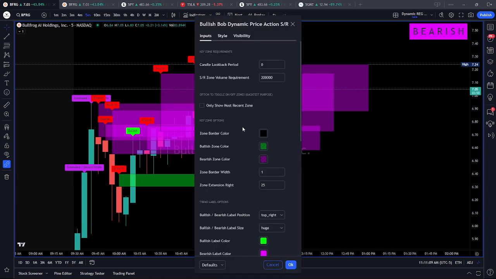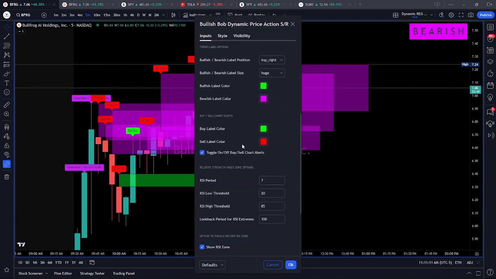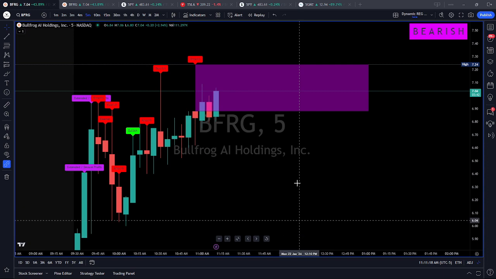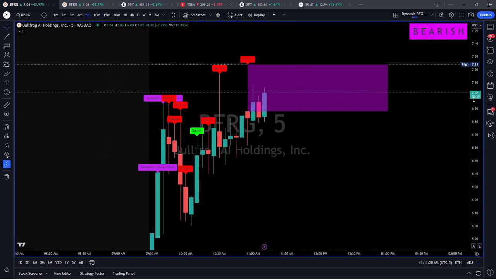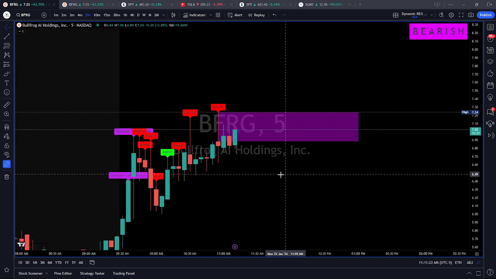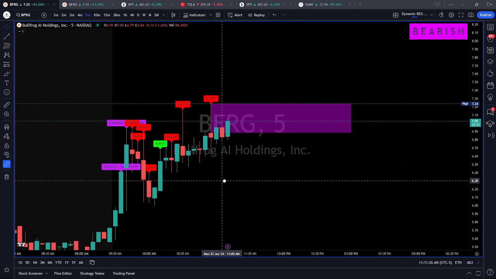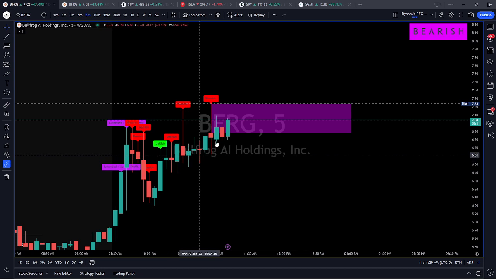Right? If you double click on this, you can actually go into the settings, and you can see that we have a number of settings in here. One of them is show only the most recent zone. If you check that on, you will only see the most recent zone, and that's really what we're fixated on if we're trading this strategy. If we're back testing, we want these other zones on, but if you want to keep your chart clean, you can go ahead and do that just to see the most recent zone.